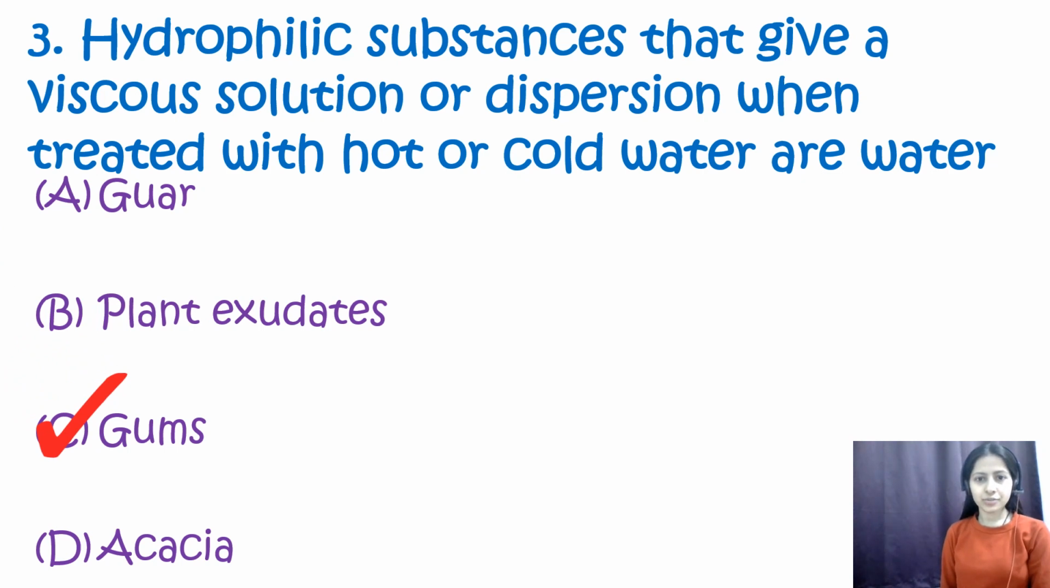So these hydrophilic substances that give a viscous solution or dispersion when treated with hot or cold water are called hydrophilic colloids or hydrocolloids. These are used in a variety of food products mainly as thickeners, stabilizers, or emulsifiers. A few examples of these hydrocolloids can be xanthan gums, pectins, and agars. So here the correct option is option number C, that is gums.